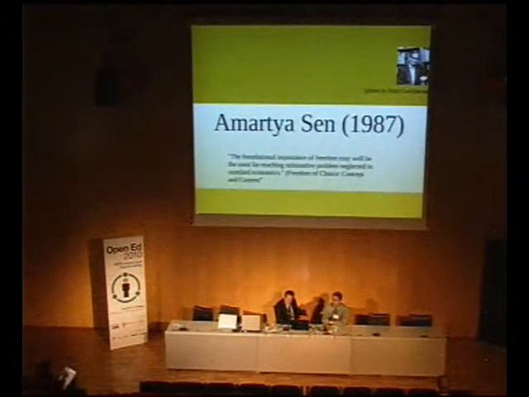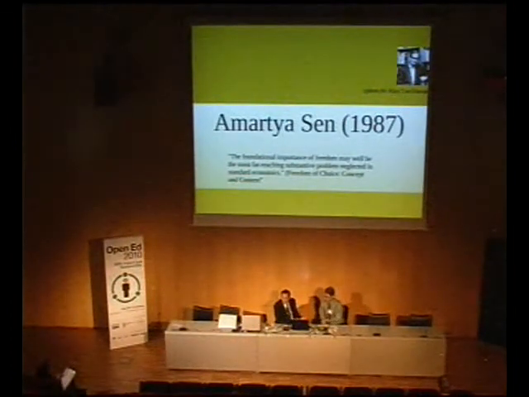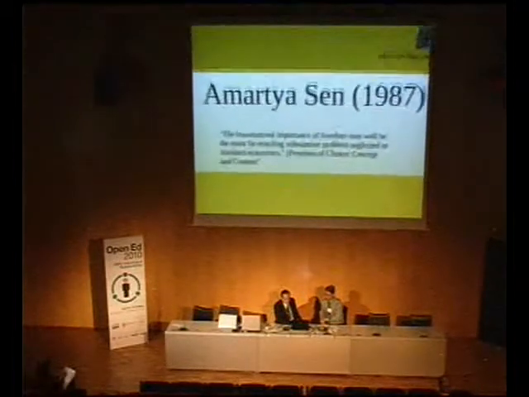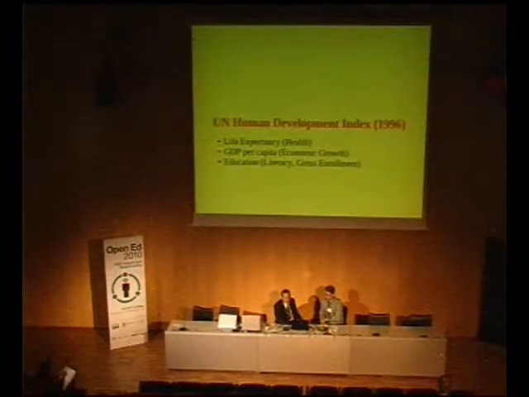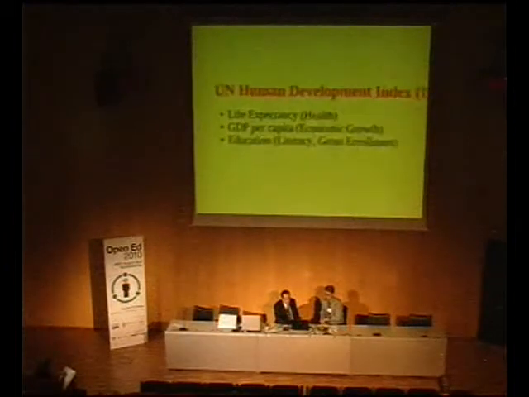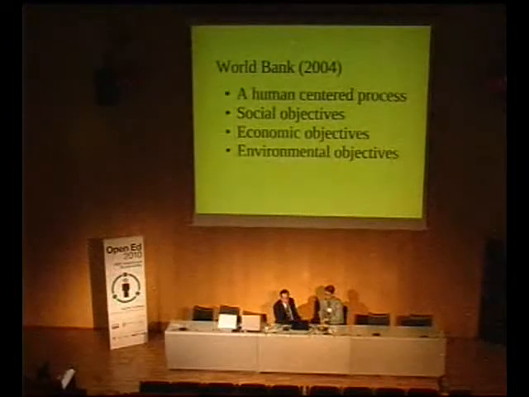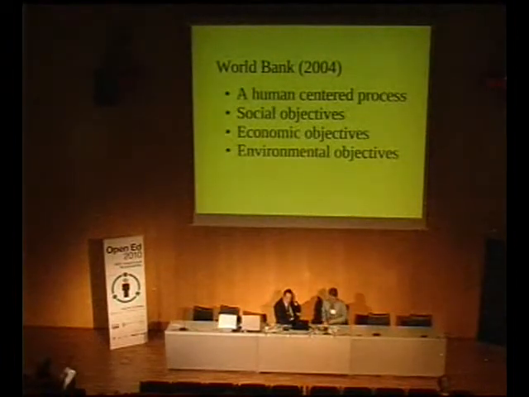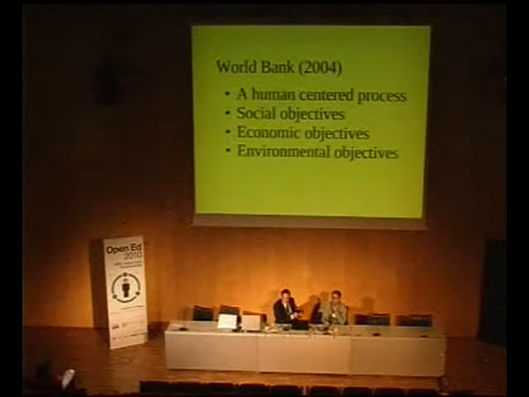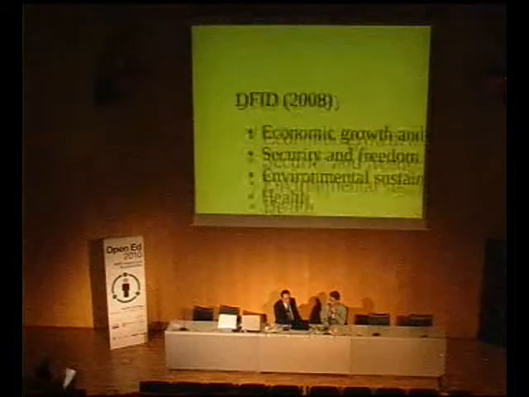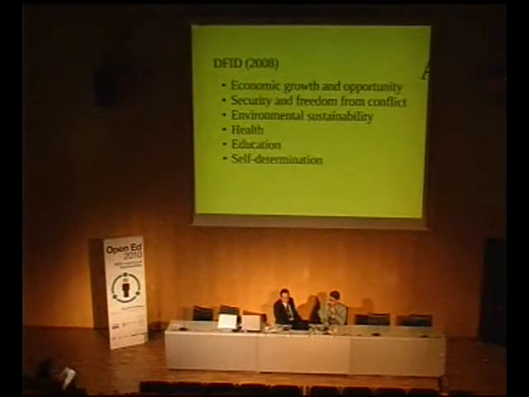Amartya Sen added the dimension of freedom, and development as freedom became one of the foundational points for the United Nations when they developed their Human Development Index in 1996. And by 2004, the World Bank was even on board. They understood it as a human-centered process with social, economic, and environmental objectives, so they had expanded their definition beyond the economic as well. And this is the Department for International Development. This is probably the most complete definition of development that we have.